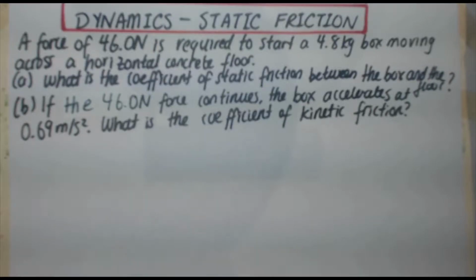Hey physics people, time for another dynamics physics problem, this one on static friction. A force of 46.0 newtons is required to start a 4.8 kilogram box moving across a horizontal concrete floor. A, what is the coefficient of static friction between the box and the floor? And B, if the 46.0 Newton force continues, the box accelerates at 0.69 meters per second squared. What is the coefficient of kinetic friction?